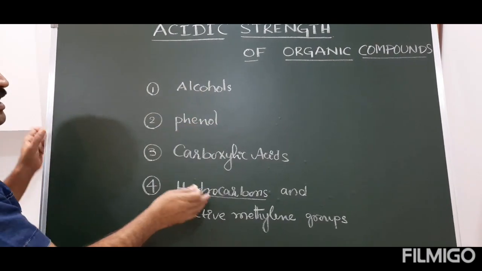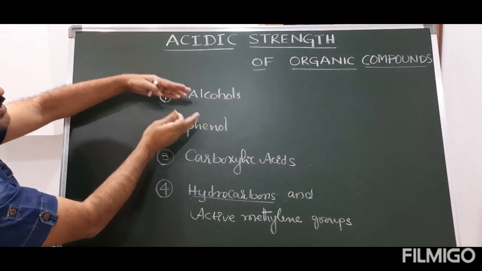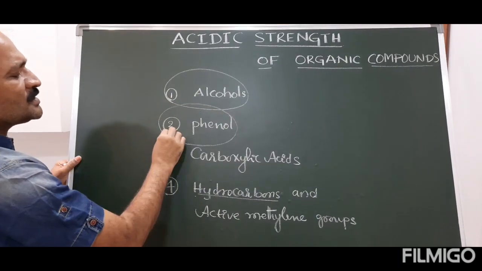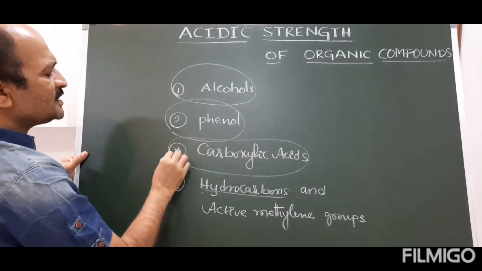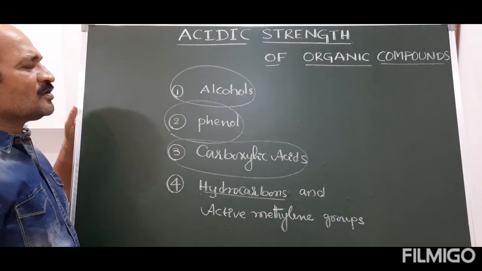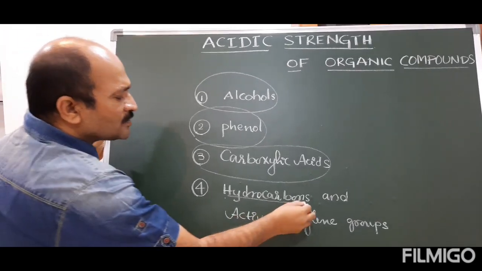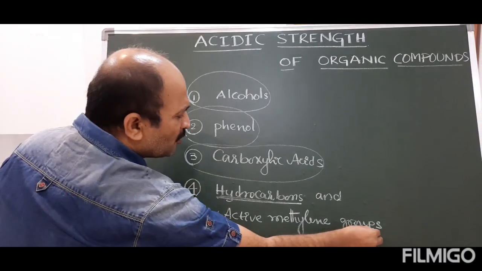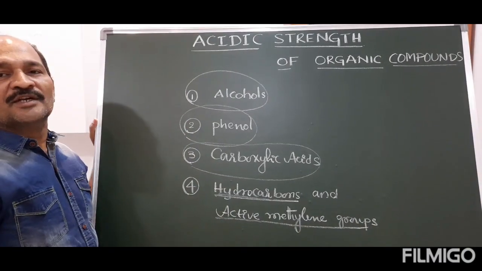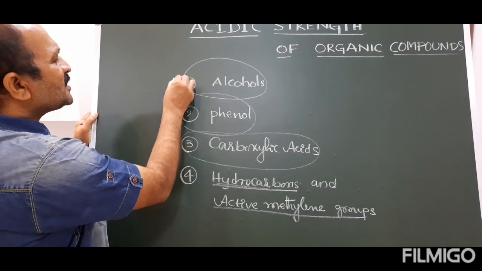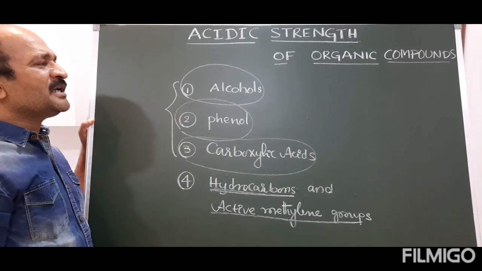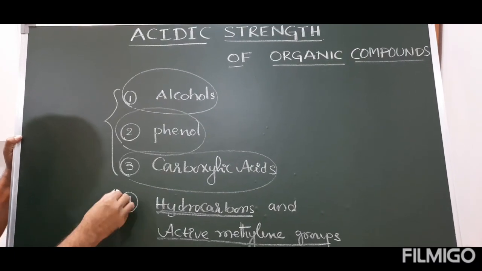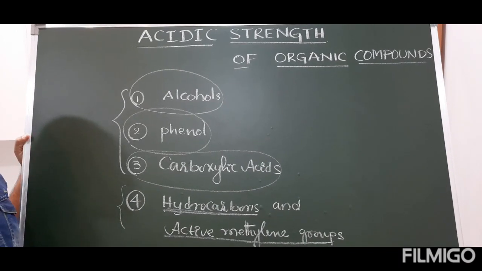So I am segregating all the organic compounds into 4 parts: acidic strength of alcohols, phenols, carboxylic acids, and their relative comparison with some of the hydrocarbons, why more acidic, and what about the acidic nature of the active methylene groups. These 3 parts are very important for JEE Mains, NEET examination and BITSAT, and this part is very important for JEE Advanced.